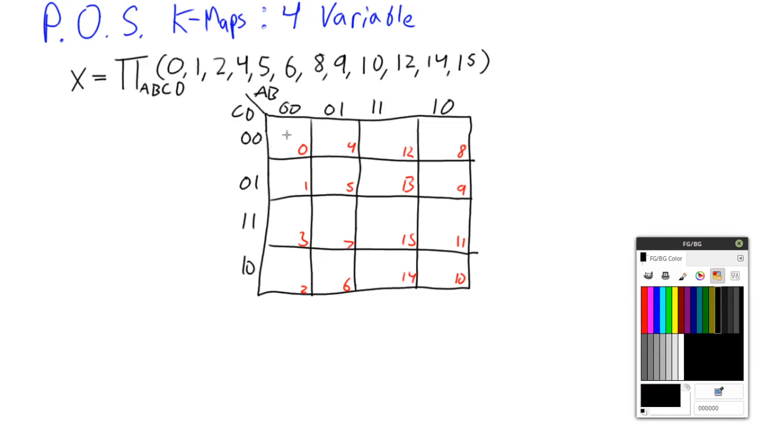So we've got 0, 1, 2, 4, 5, 6, 8, 9, 10, 12, 14, 15. That means the rest of these are ones. I'm not going to draw the ones in here. We'll just know that we're dealing with the zeros for this case.